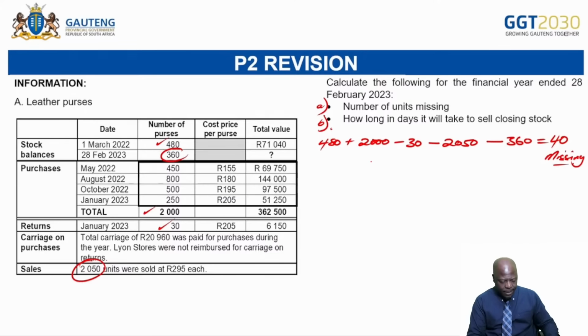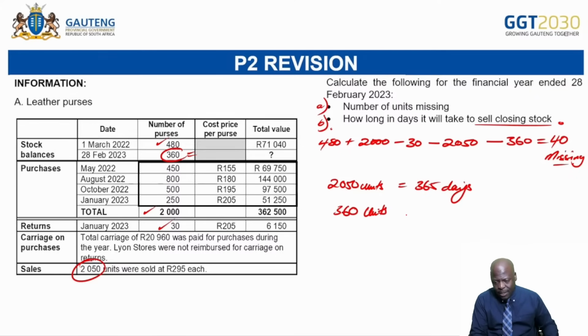How long in days will it take to sell the closing stock? So if you want to know how long in days it would take to sell the closing stock, there are different ways of doing it. One of the easiest ways is to say, how many units did we sell? We sold 2050 units, and these 2050 units, we sold them in 365 days. Now, how long is it going to take to sell 360 units? That's the question.